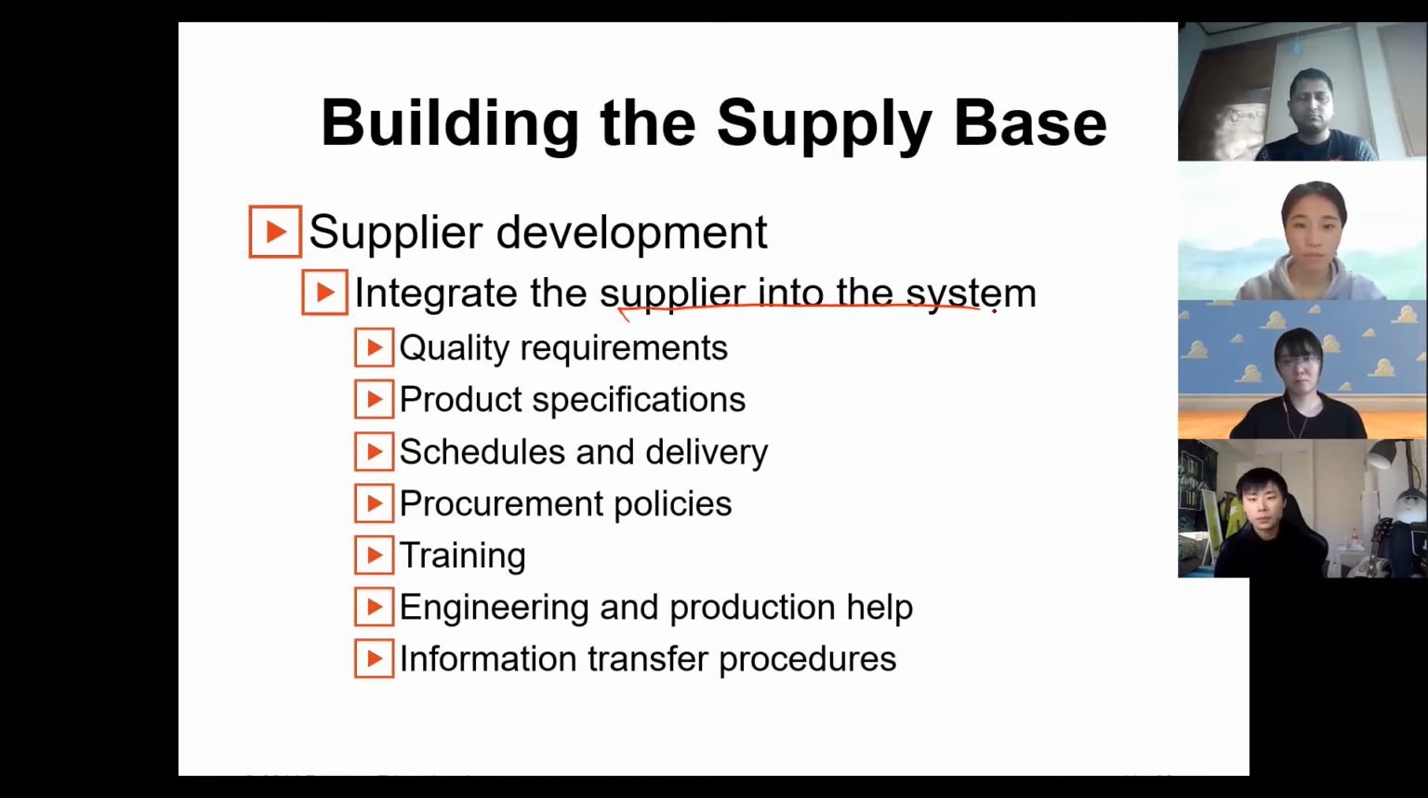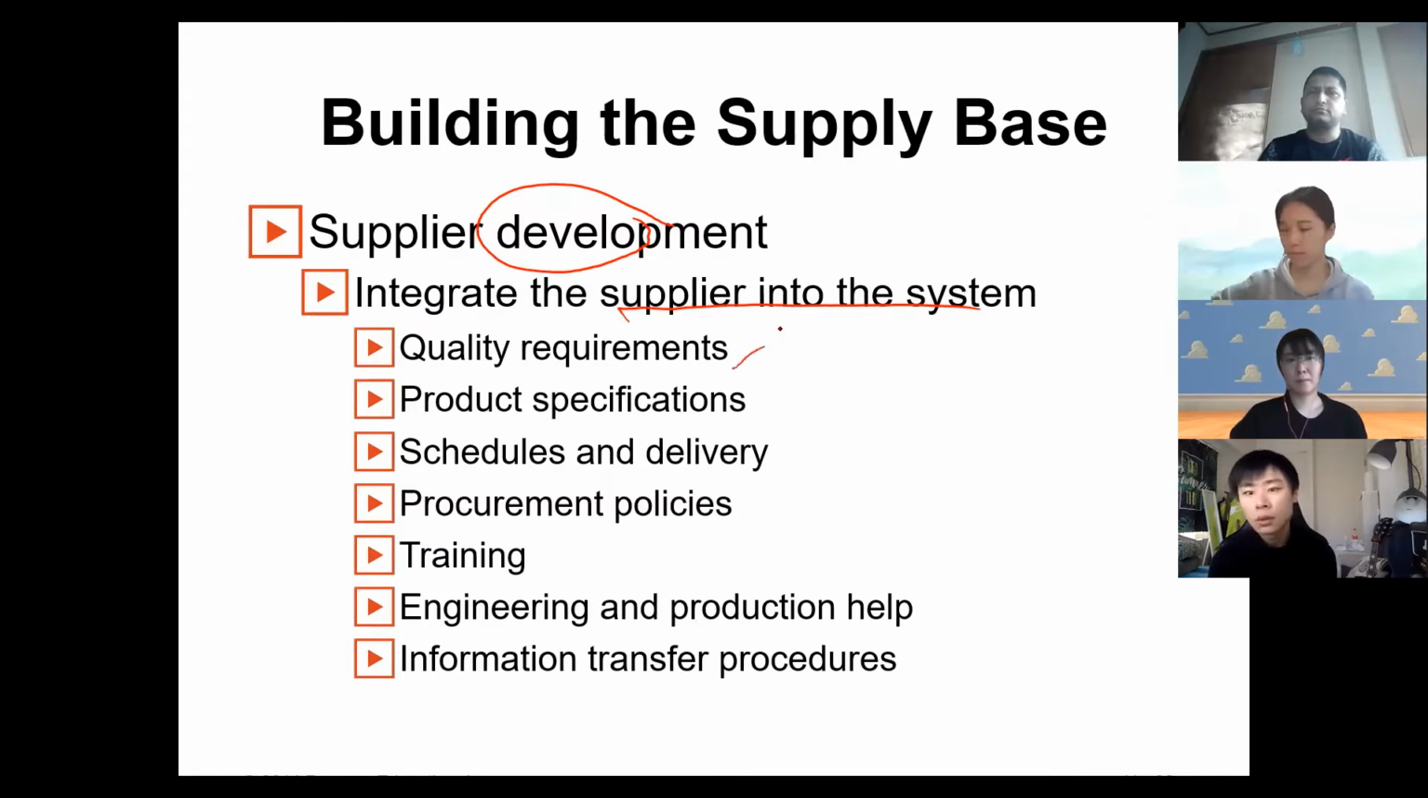For example, the Toyota production system. Why is Toyota successful? Because all suppliers must implement TPS. Basic, simple. If you do not implement TPS, Toyota production system, or some books call it the JIT system, which is actually just in time. It's actually TPS, Toyota production system. The reason is because it is trying to develop suppliers. So you integrate the supplier into the system.